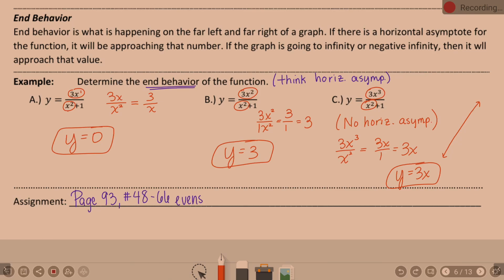What's your graph doing off on the end? Just because there's no horizontal asymptote doesn't mean there's not some type of end behavior. And that's why we had to talk about the slant asymptote there.